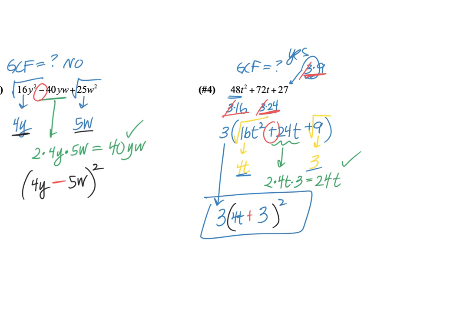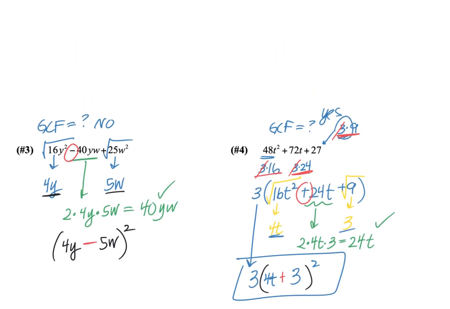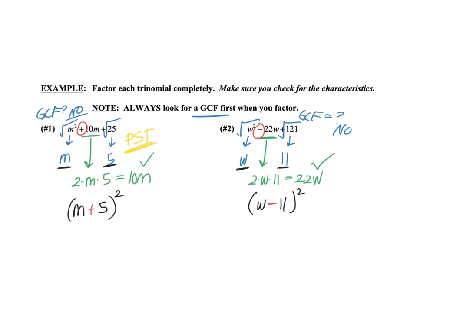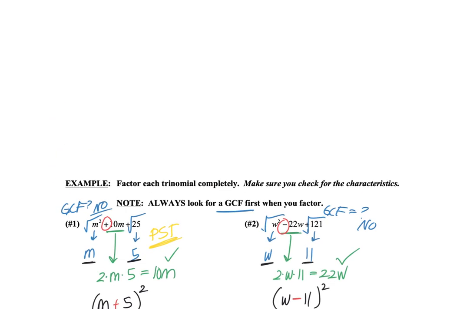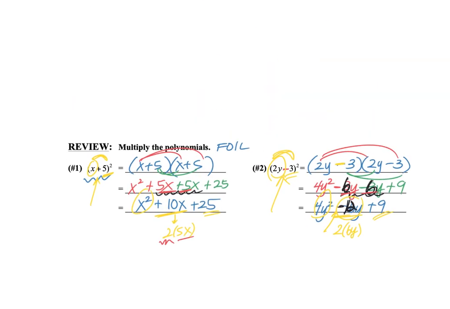Okay, good. So the homework is going to be the worksheet 10.7, and basically you're going to be looking for, are they perfect squares? Are they perfect square trinomials? Are they difference of squares? Okay, we're going to look for both of those shortcuts. Okay? All right.